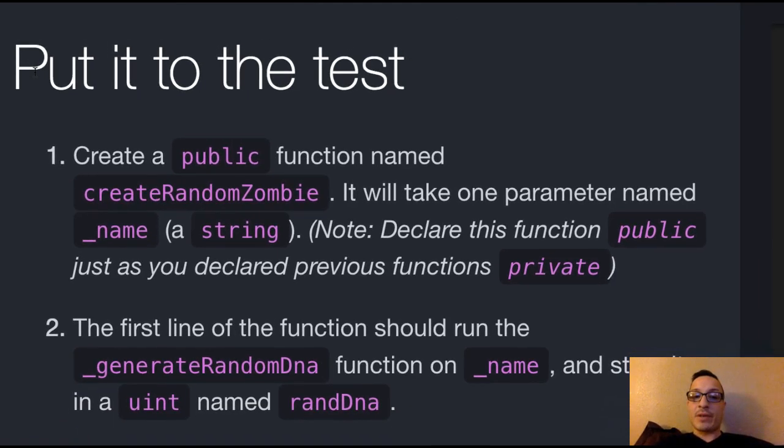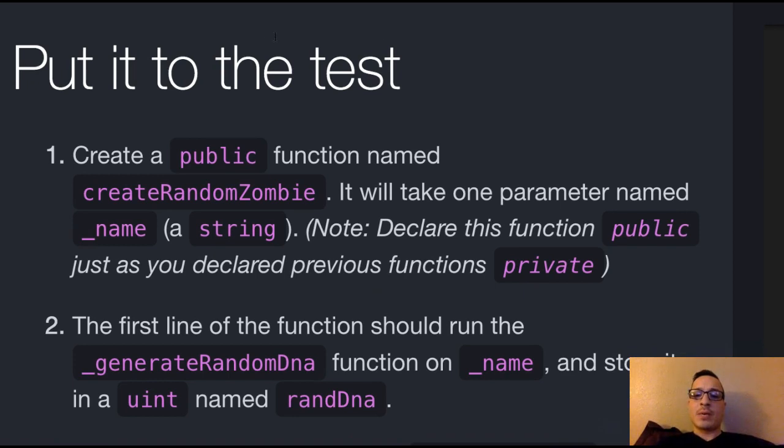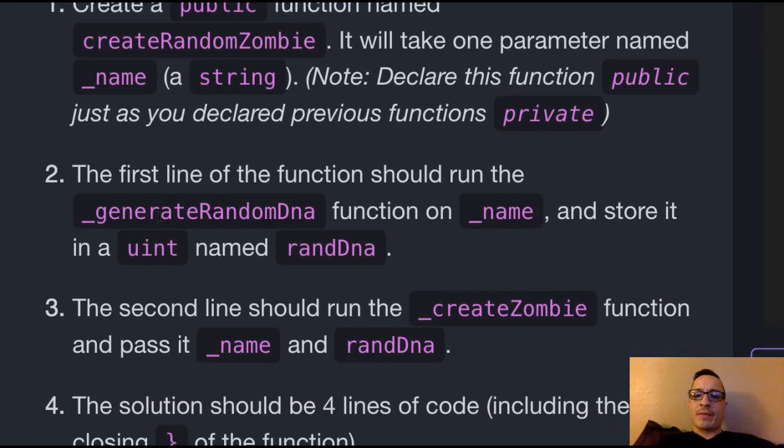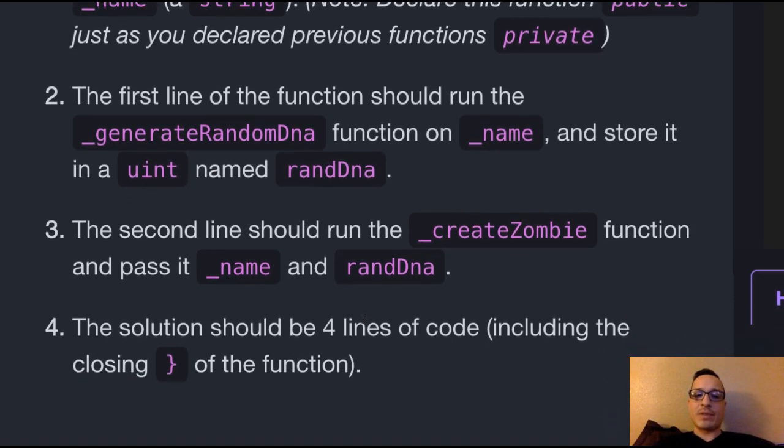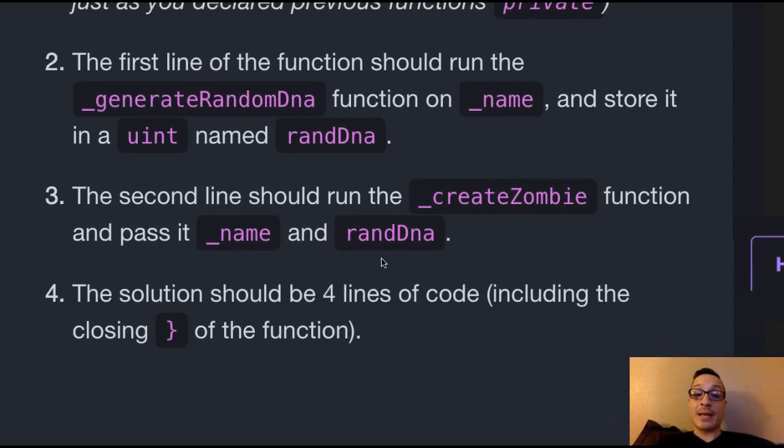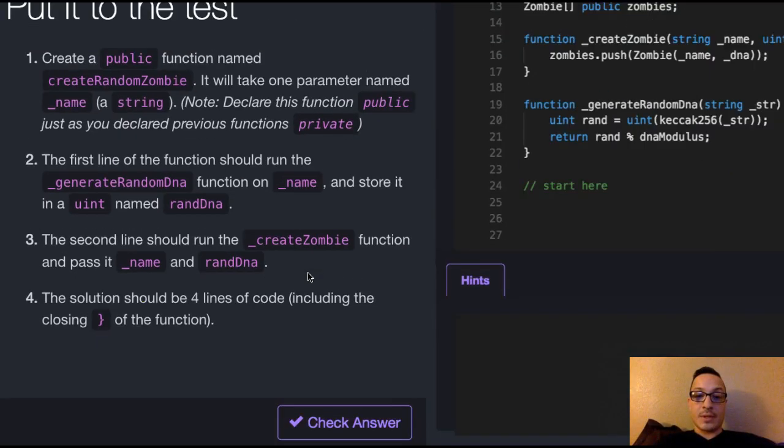So create a public function named createRandomZombie. It will take one parameter named name, a string. Note, declare this function public just as you declared previous functions private. First line of the function should run the generateRandomDna function on name and store it in a uint named randDna. The second line should run the createZombie function and pass it name and randDna. The solution should be 4 lines of code, including the closing curly brace of the function. That seems easy enough.